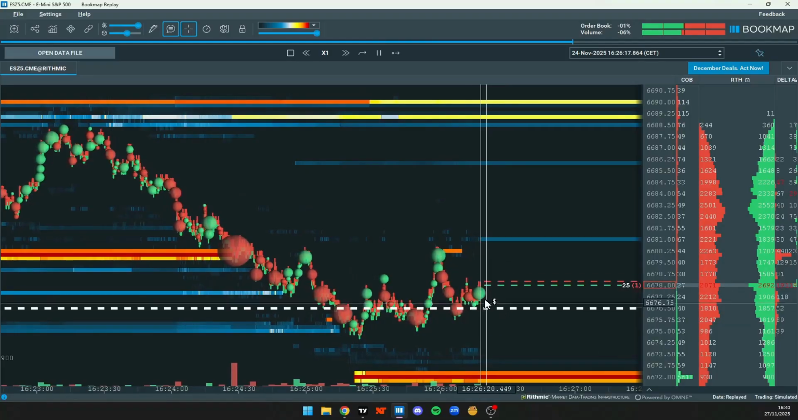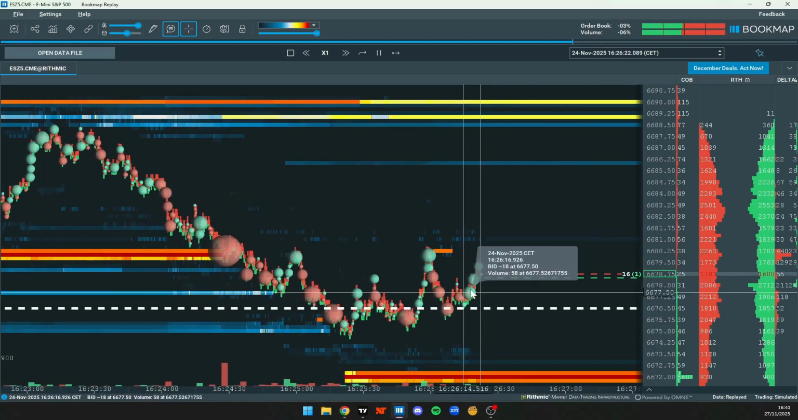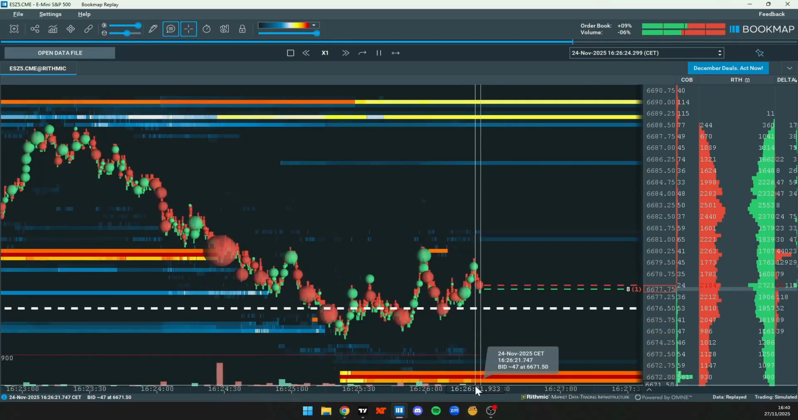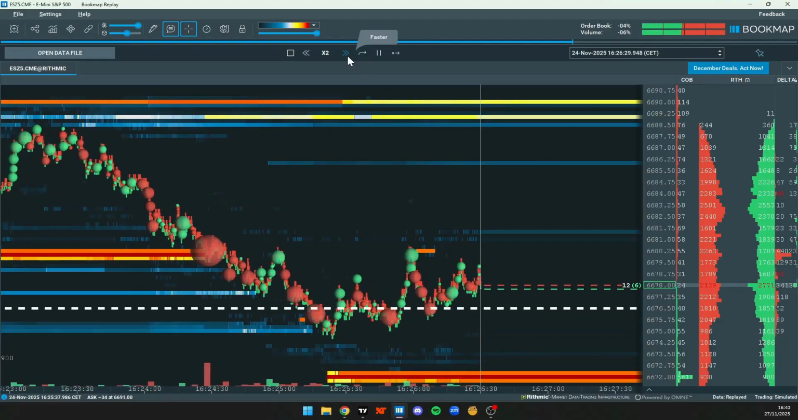So any signal here that aggressive buyers are stepping in, I'll be willing to step in the market. Here you see some buying already. This could be a potential entry over here, these two bubbles, with a stop loss of 6 points, maybe at the 71s. Let's speed it up a little bit.